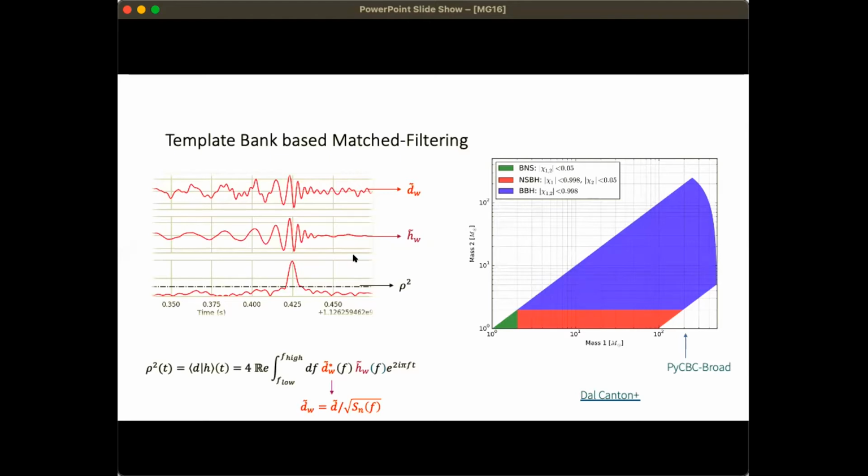So modeled searches such as PyCBC cross-correlate the whitened detector data with a whitened waveform model to detect this signal. If the template is a good representation of the signal present within the data, you will see a highly peaked SNR time series, and this peak will occur close to the merger time of the signal.